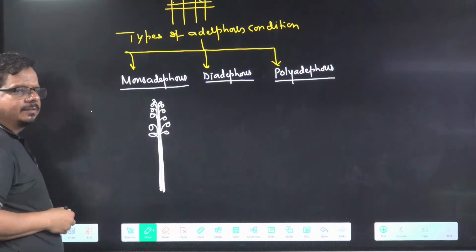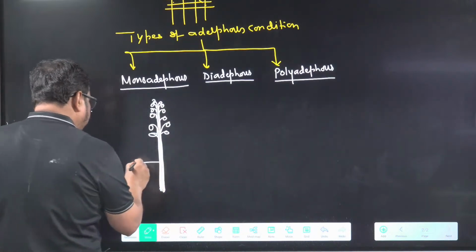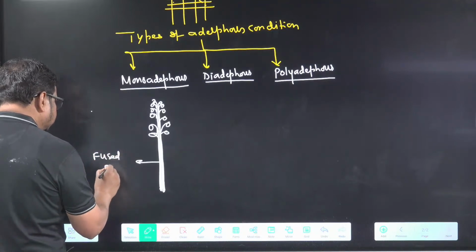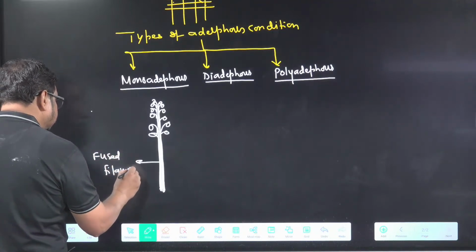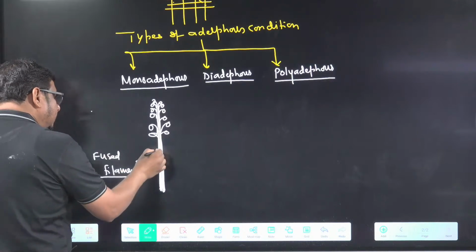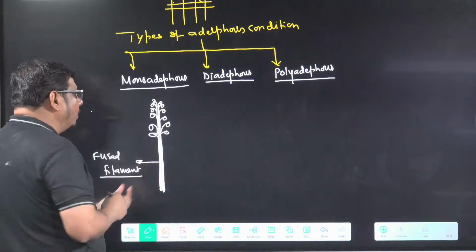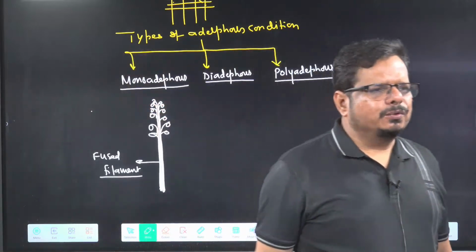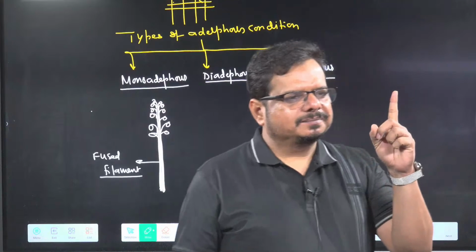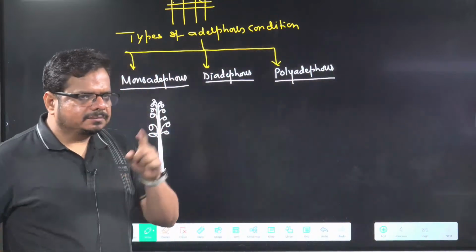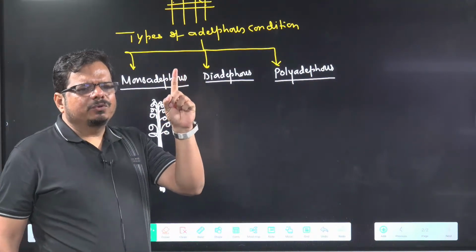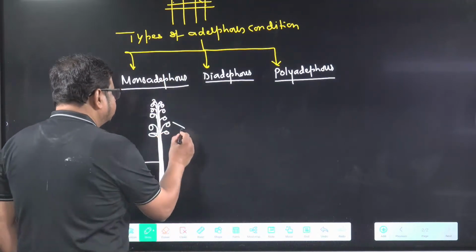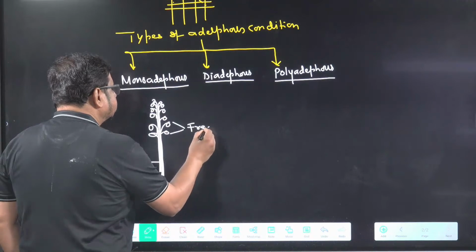Who is fused here? Fused filament. You cannot count the number of filaments. And these filaments fuse in how many bundles only? This filament fuses in how many bundles only? One bundle. But who is free? Free anthers.